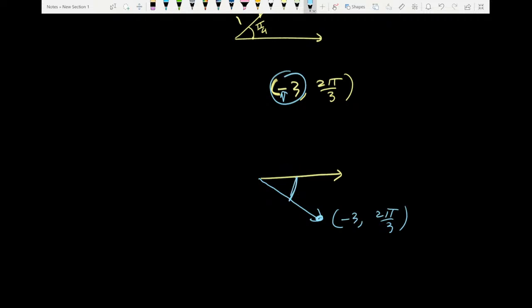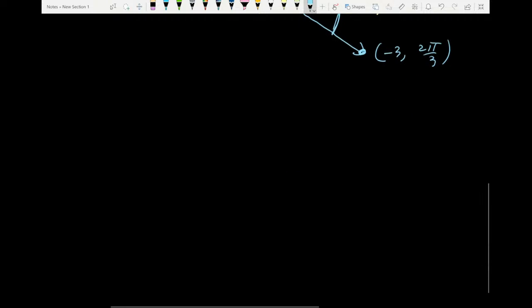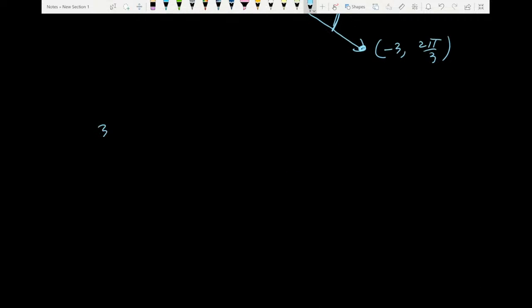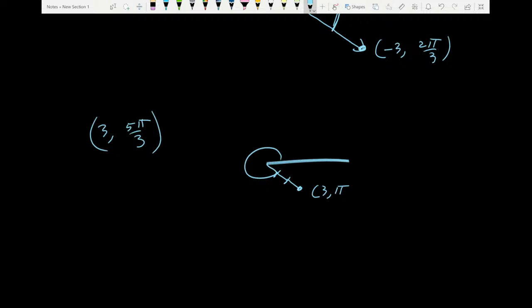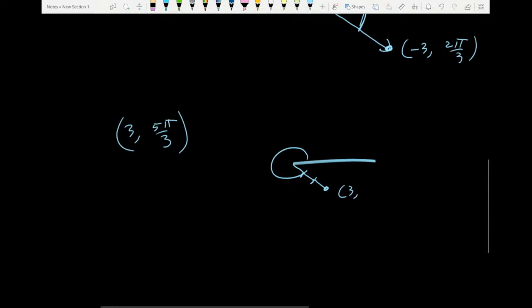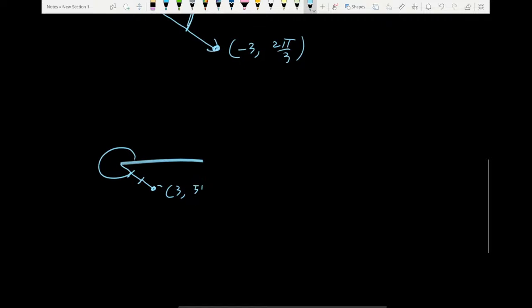If you look at it carefully, this angle is not 2 pi over 3, because you have this negative: you started with the angle 2 pi over 3 and went to the opposite. So if I give you a point, let's say (3, 5 pi over 3), 5 pi over 3 would be somewhere roughly right over here, and 3 would be 1, 2, 3. That's your (3, 5 pi over 3).